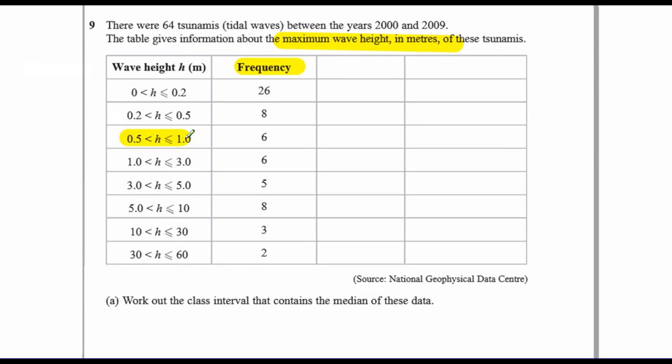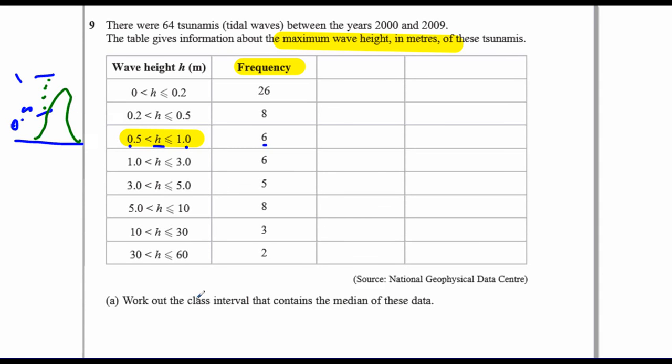The third one down here is talking about between 0.5, half a meter, and 1 meter. H is just standing for the height, so it's saying that the height is between half a meter and 1 meter. And the frequency tells you how many. That means we've got 6 cases where the waves were between half a meter and 1 whole meter. Imagine the waves coming up that high, and there's 6 of them. We don't know where the heights were, but we usually assume that they are evenly spaced out. Anyway, we don't know 100% for sure.